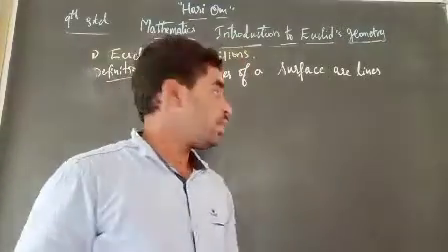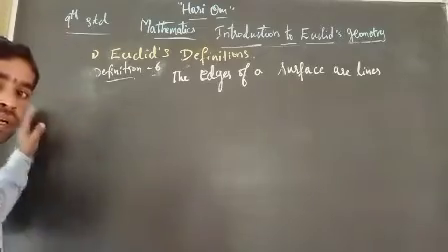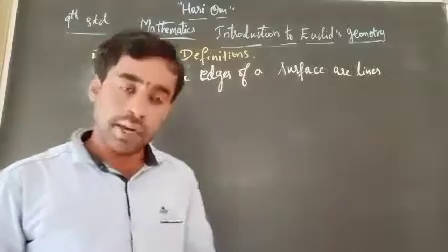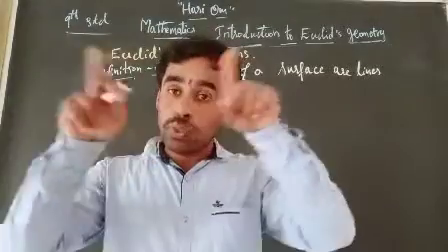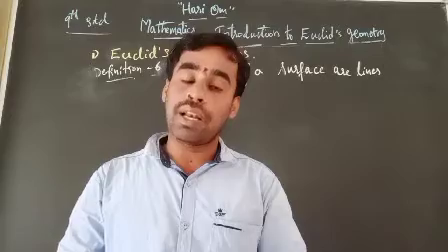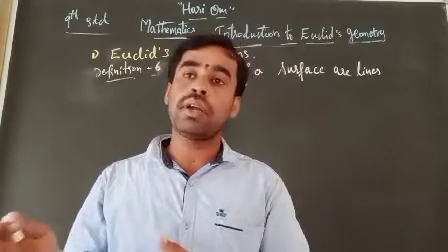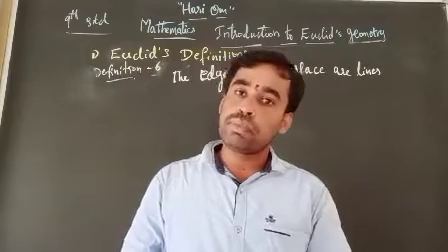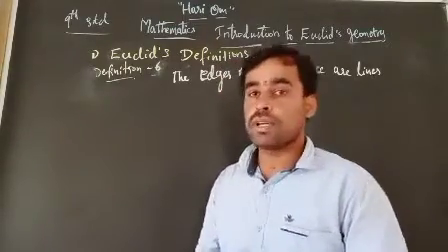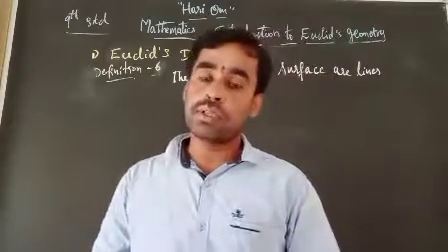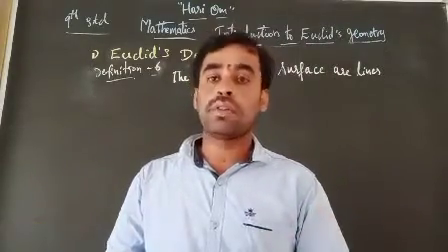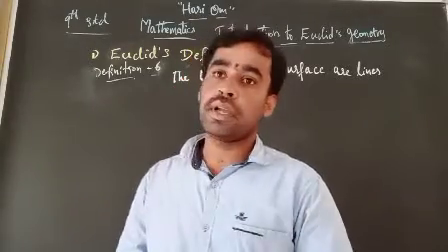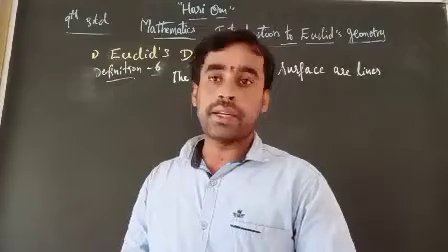See, the edges of a surface are lines. Take any surface, and the boundaries of that surface are formed by lines. The lines may be curved lines or straight lines. If the surface is a curved surface, the boundary may have curved lines. If the surface is a plane surface, then the surface has only straight lines. Is it clear, students?